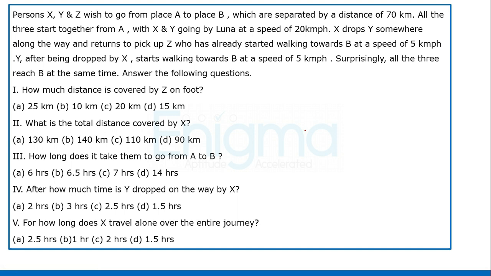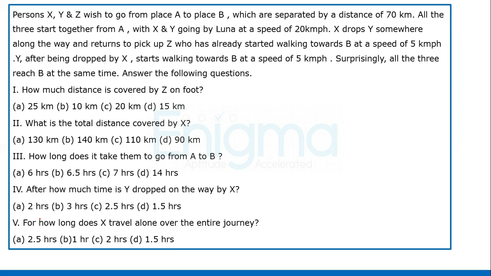X drops Y somewhere along the way and returns to pick up Z, who has already started walking towards B at a speed of 5 kilometers per hour. Y, after being dropped by X, starts walking towards B at a speed of 5 kilometers per hour. Surprisingly, all the three reach B at the same time.